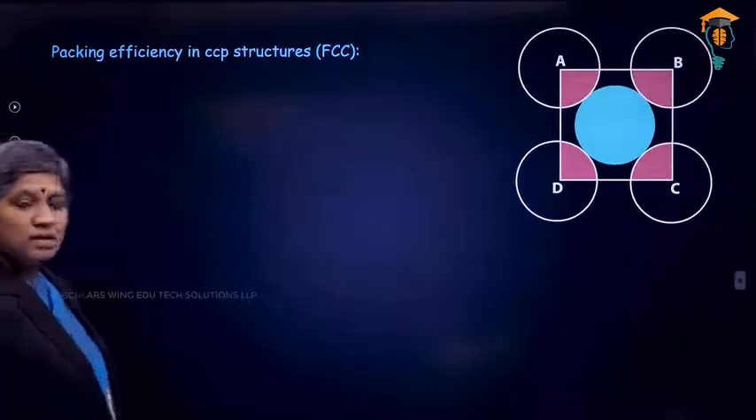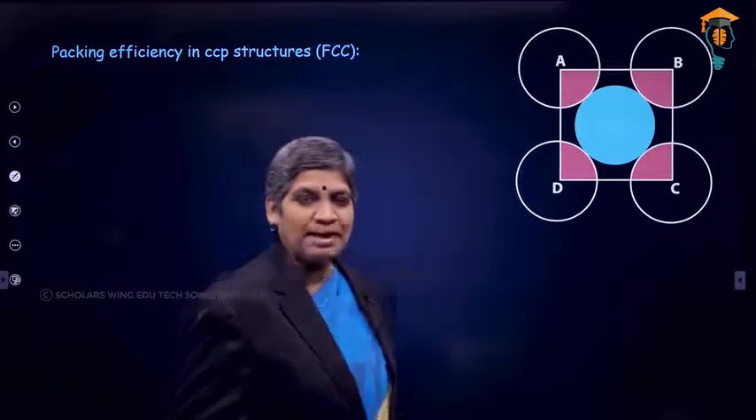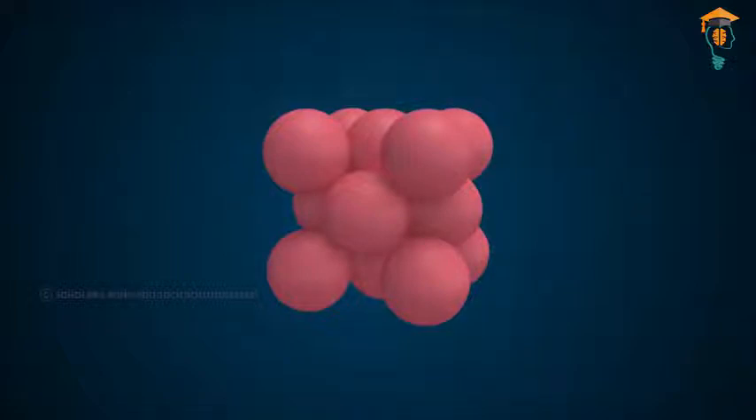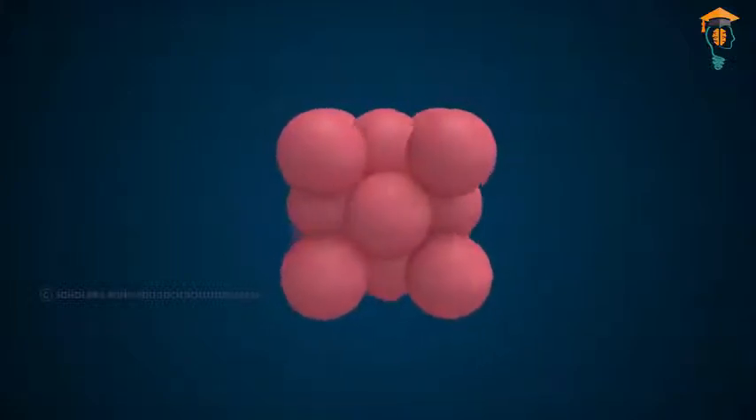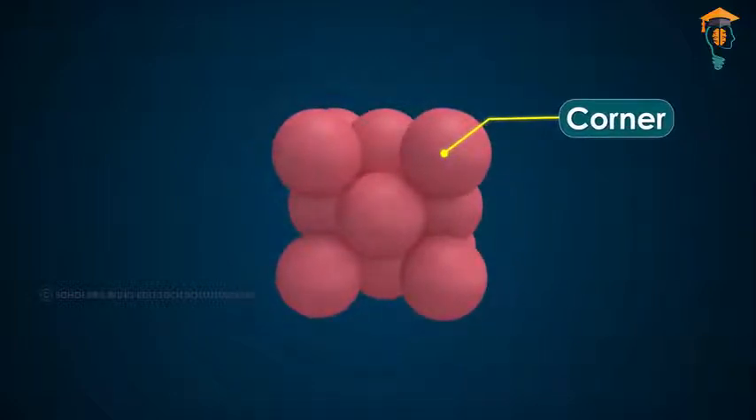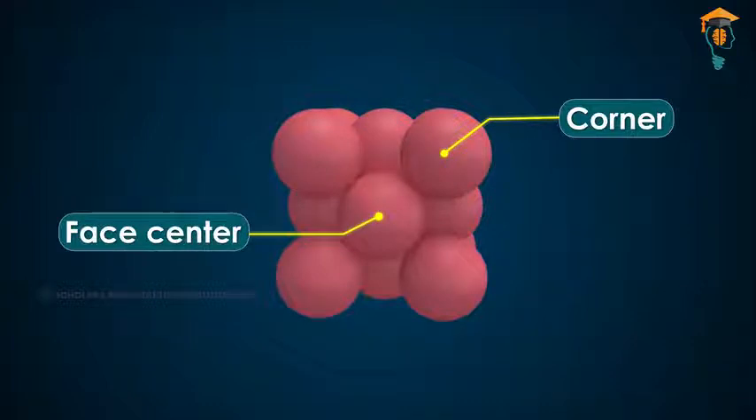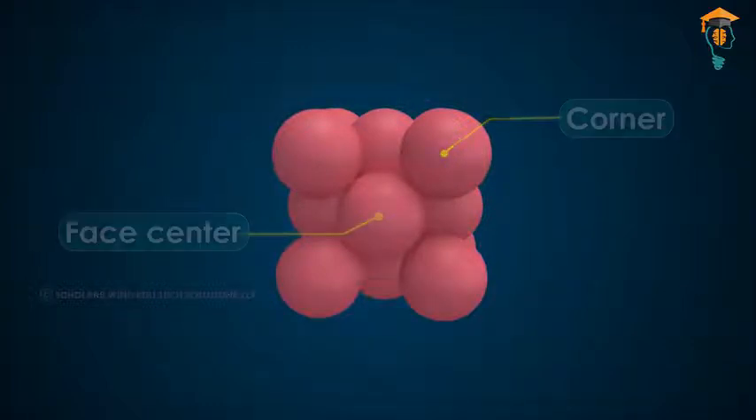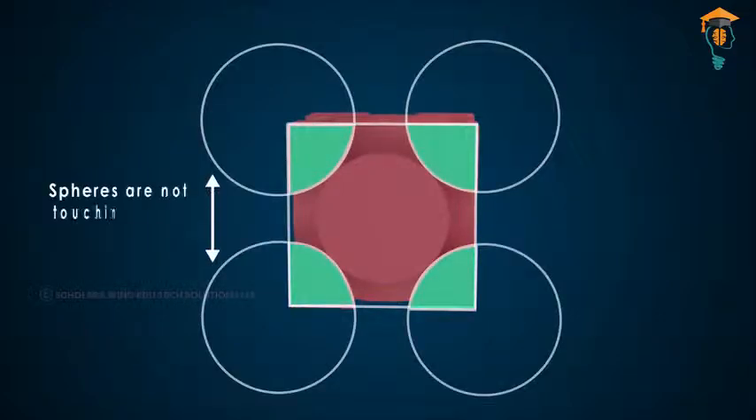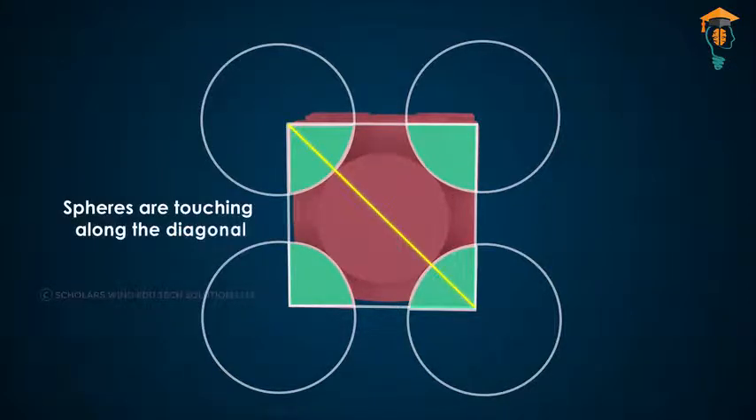Fine. So in order to calculate the packing efficiency in the case of FCC, just take a look at this FCC unit cell. Here, can you see the spheres present at the 8 corners, as well as the spheres also present at the face centers? Can you see? Yes, my dear friends. But if you carefully observe, here also the spheres are not touching each other along the edge. Instead, you can see the spheres are actually touching along the face diagonal. Just have a look at it.